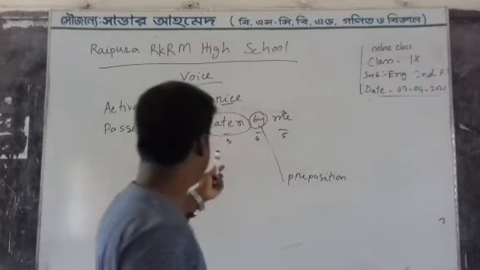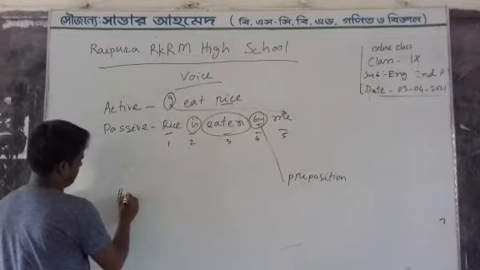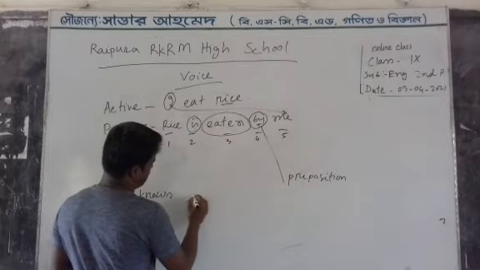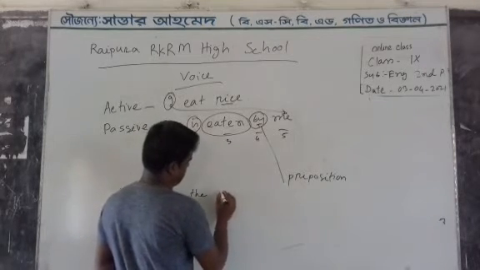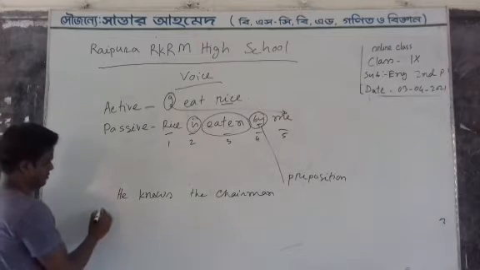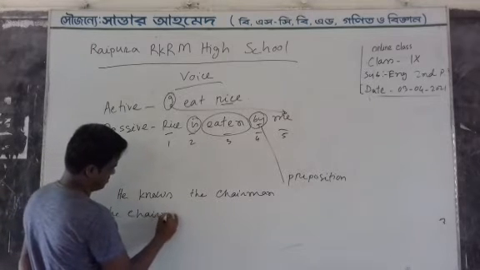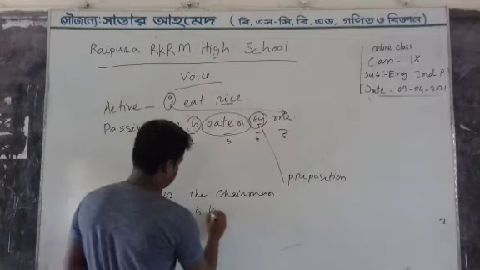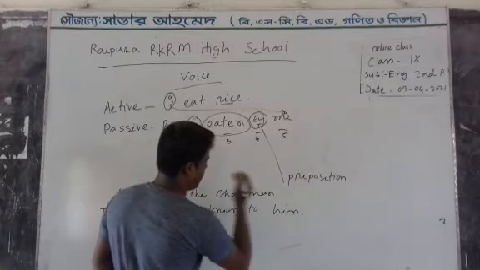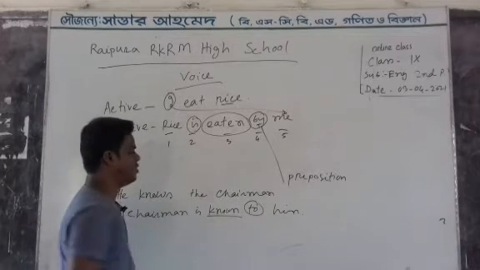Okay, now let me show you an example using another preposition. Suppose I have written a sentence. He knows the chairman. This is a sentence. According to this rule, this change will be like this. The chairman is known to him. Look, here I have used the preposition to, because here the verb is know.